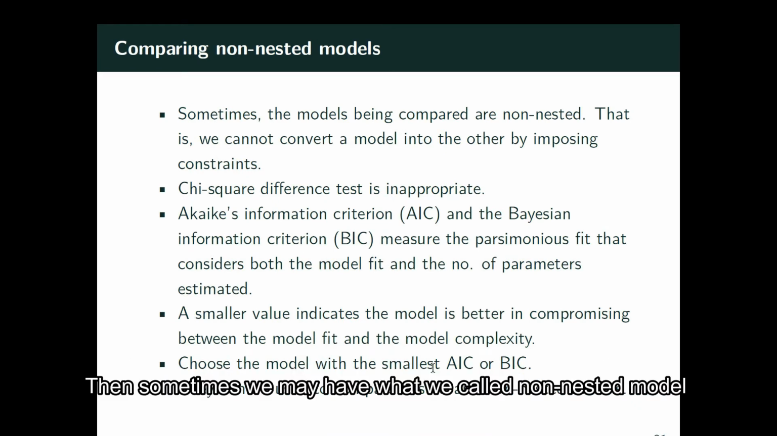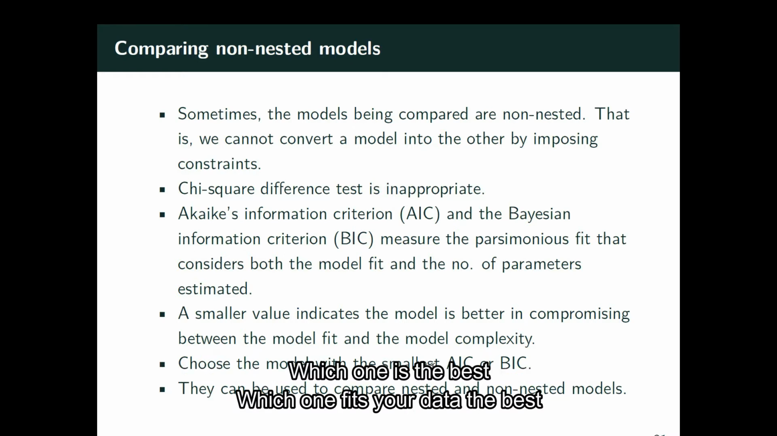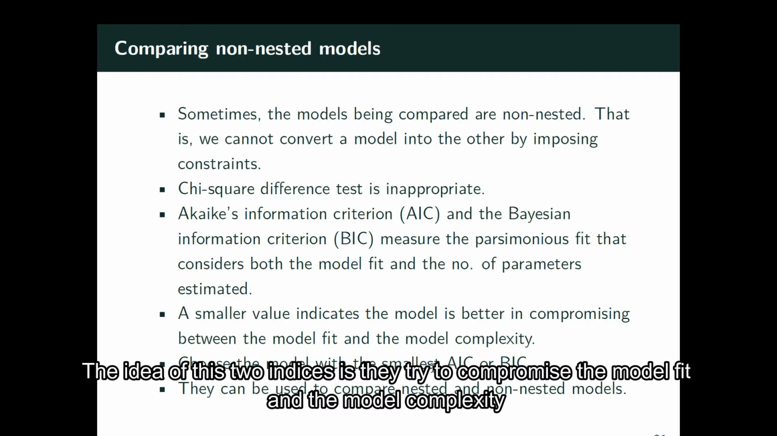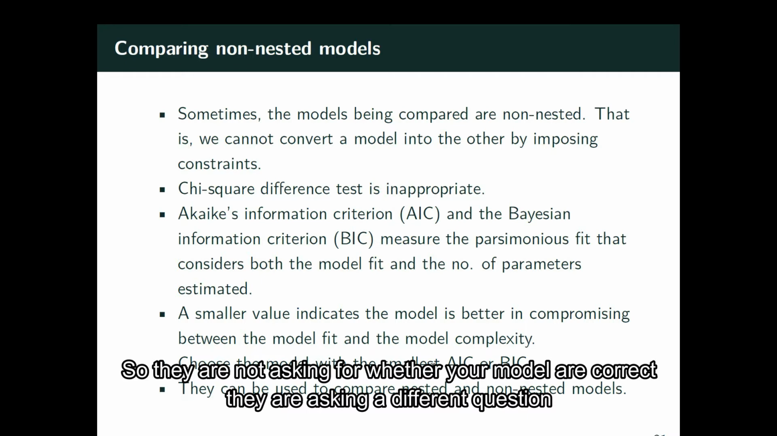Then sometimes we may have what we call non-nested models, or let's imagine you propose 4 or 5 models, and then you would like to come up with the idea which one is the best, which one fits your data the best. So then in structural regression models, we may use either the Akaike information criterion, AIC, or the Bayesian information criterion, BIC, to do model comparisons. The idea of these two indices is they try to compromise between the model fit and the model complexity. So they are not asking whether your model is correct. Okay, so they're asking a different question.